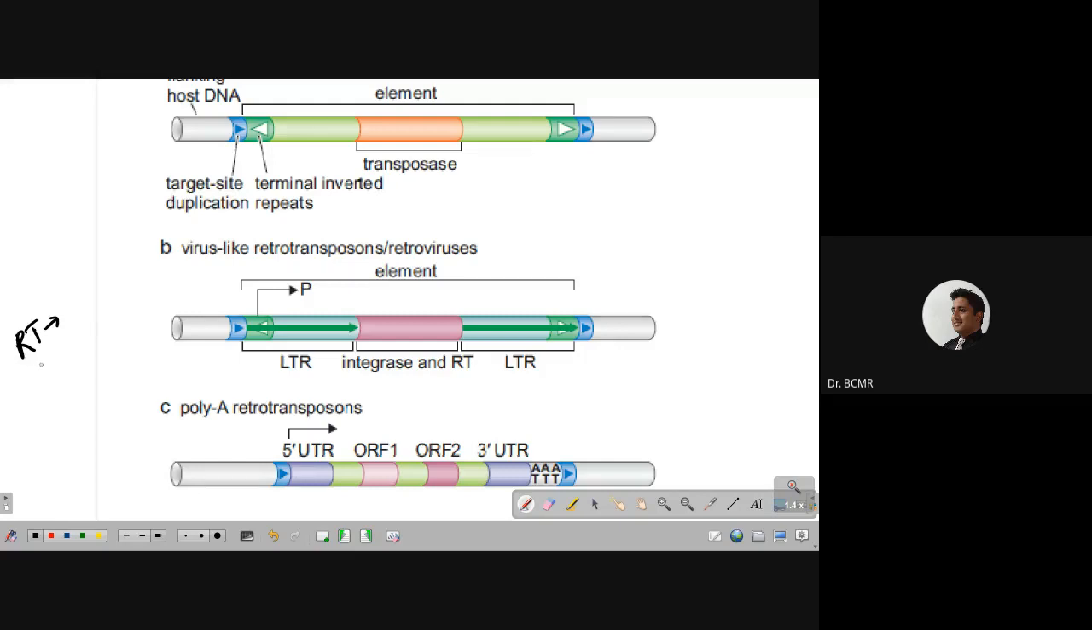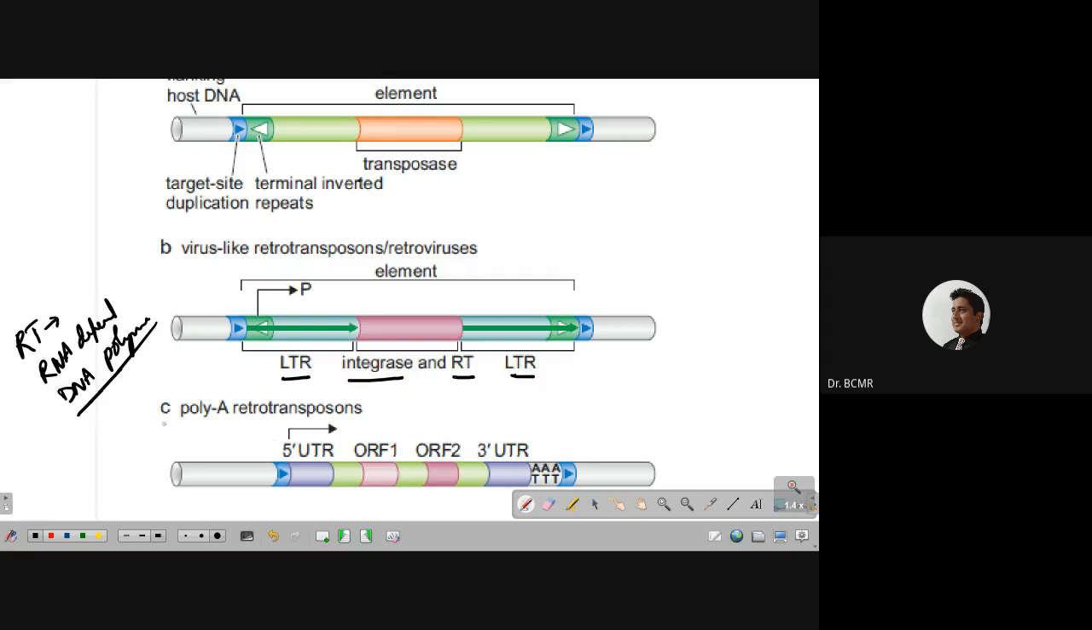It's a polymerase, like we have seen, for example, when we were discussing telomerases. They are RNA-dependent DNA polymerases, right? They synthesize DNA using RNA as template. So they are called reverse transcriptase. So there are long terminal repeats, and there is an enzyme, integrase, which is similar in function to that of transposase. And you also have another gene for reverse transcriptase.